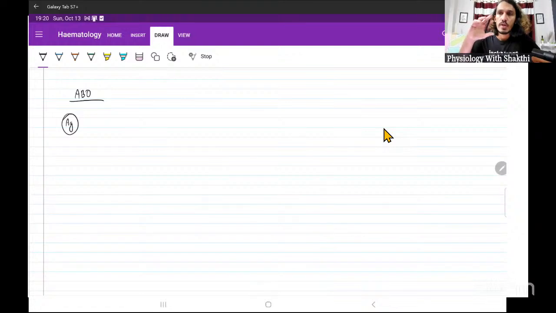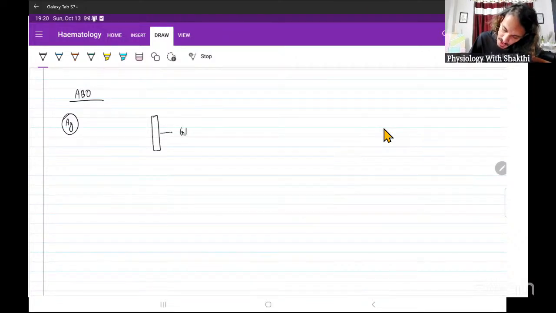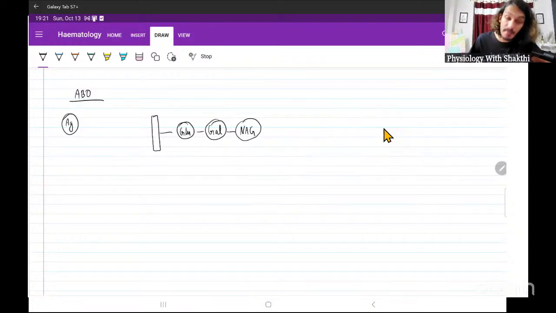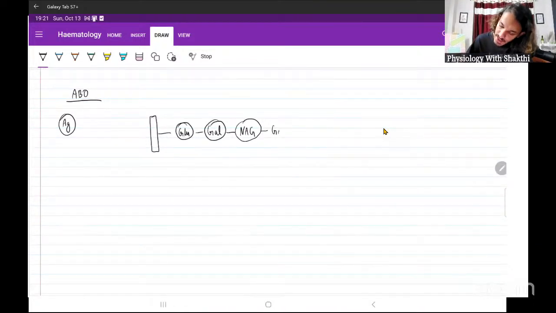So initially, there is a backbone structure that is formed, regardless of what blood group is going to be there. Next to that protein we were talking about, usually a glucose is attached. To that glucose, you attach a galactose. To that galactose, you attach an N-acetyl galactosamine, which I'll give as NAG. And then you put another galactose.